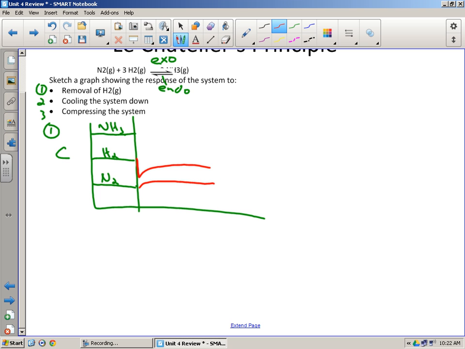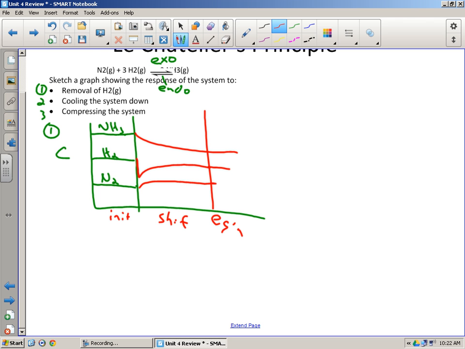There's no dip with that one, of course, because I didn't take out any or put any in. To make more N2 and H2, that means I got to use up NH3. Okay, and then it'll reach another equilibrium somewhere there. That'll be the equilibrium here. This is the shifting part, and this is the initial part.